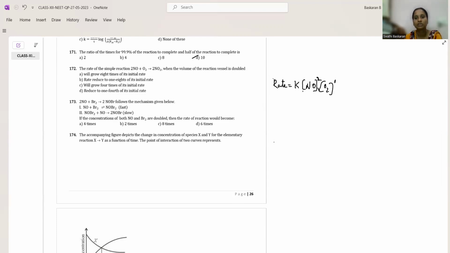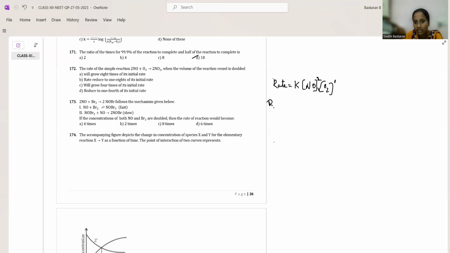So now we assume the concentration here, that is the partial pressure of NO, to be 1 and the partial pressure of O2 to be 1. Now what they are doing is doubling the volume of the reaction vessel, and hence the partial pressure will be reduced to half, right? So hence rate 2 will become what?